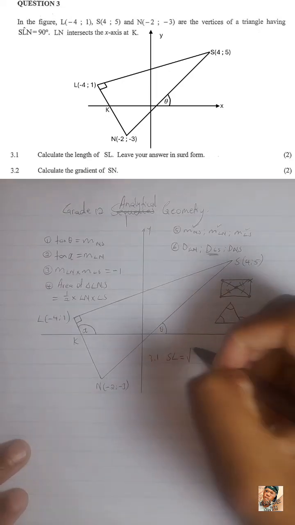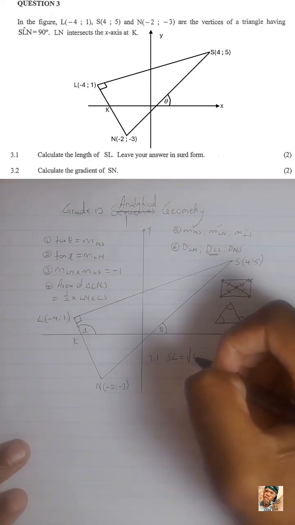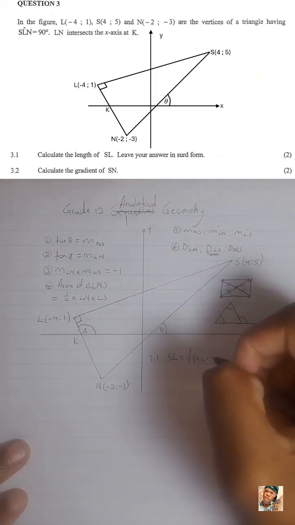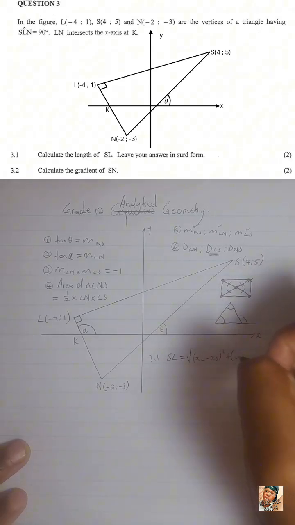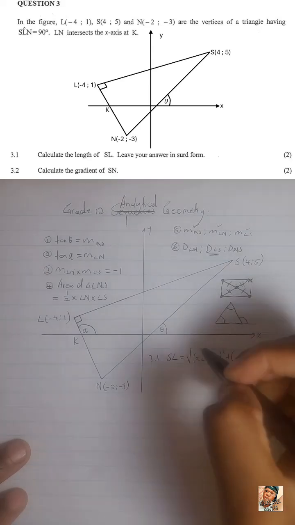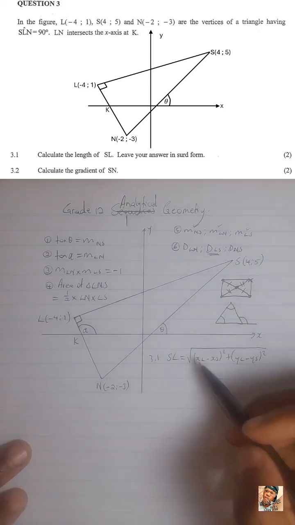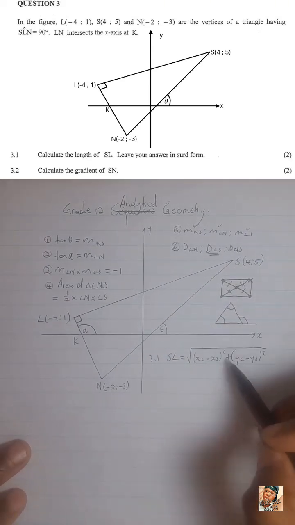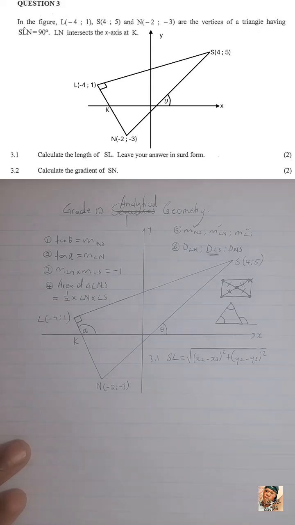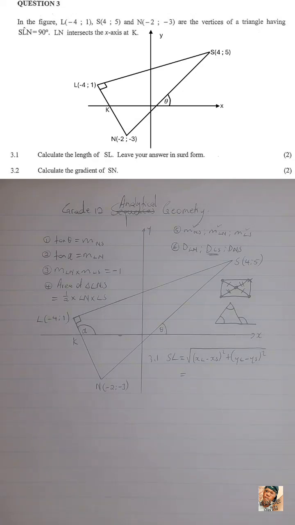So we're going to be like the square root of, and then xl minus the x of s squared plus the yl minus the ys squared, and then that is going to be the square root of the whole thing. You're also welcome to say x2 minus x1 squared plus y2 minus y1 squared. It is the same thing. And then they say we should leave the answer in surd form. So if we have square root of something, we're just going to leave it as it is. We're not going to try to convert it to two decimal places.